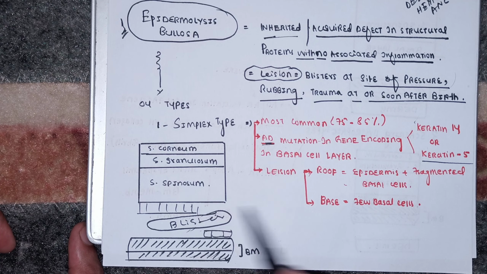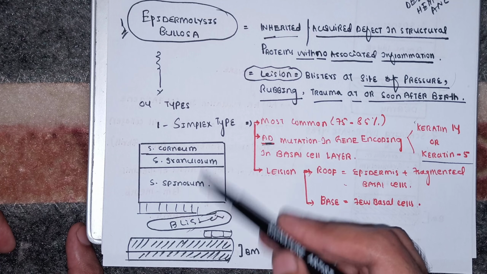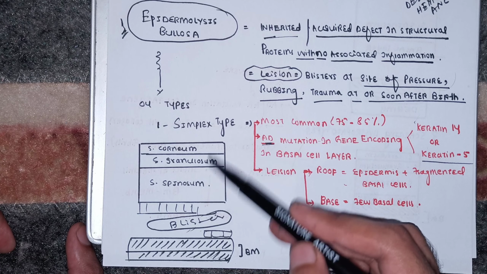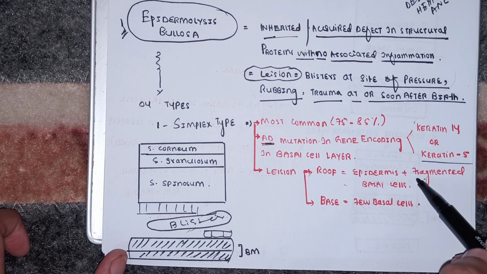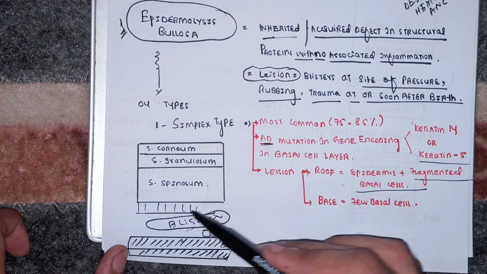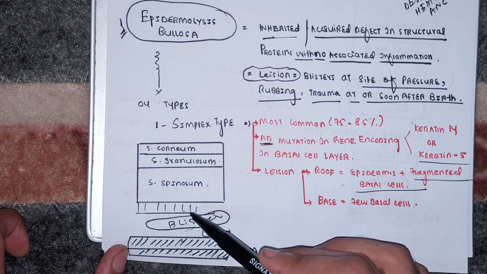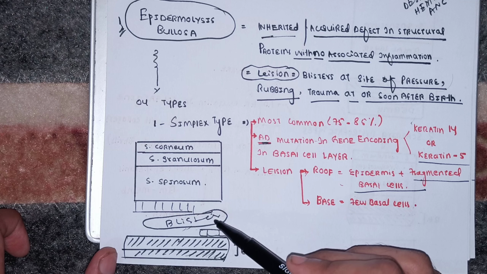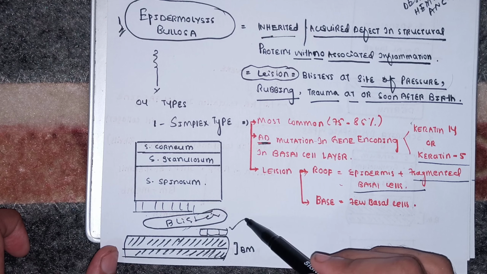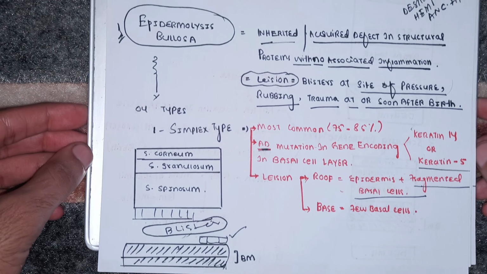What is the roof of this blister? These 3 layers and not the complete basal layer, but a few cells of the basal layer. And what is in the base of this blister? Few basal cells and this basement membrane. Okay, beta, this is the simplex type of epidermolysis bullosa and it is a very common type.